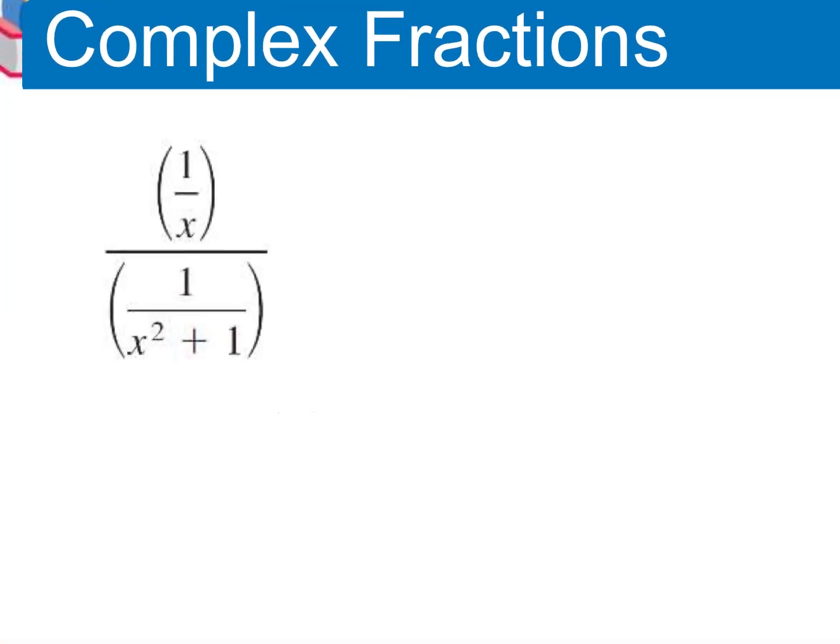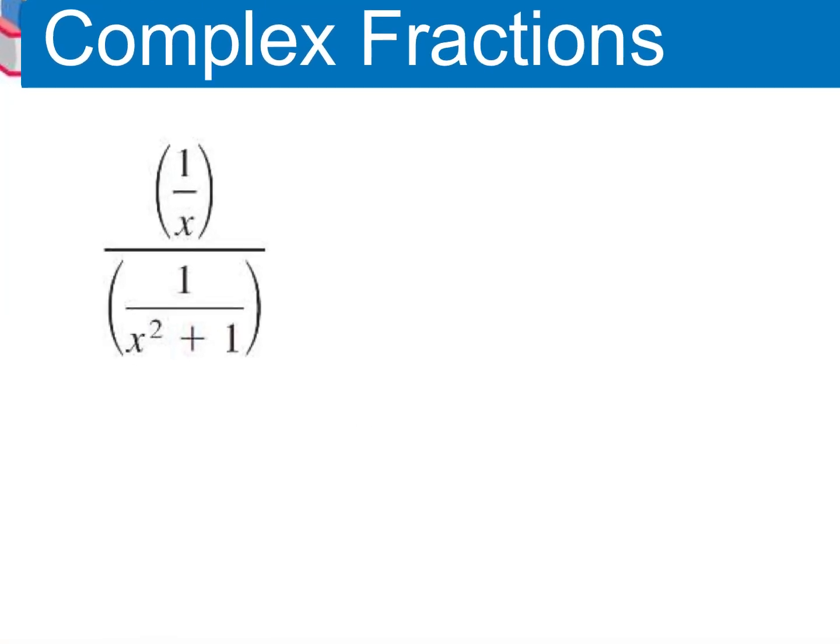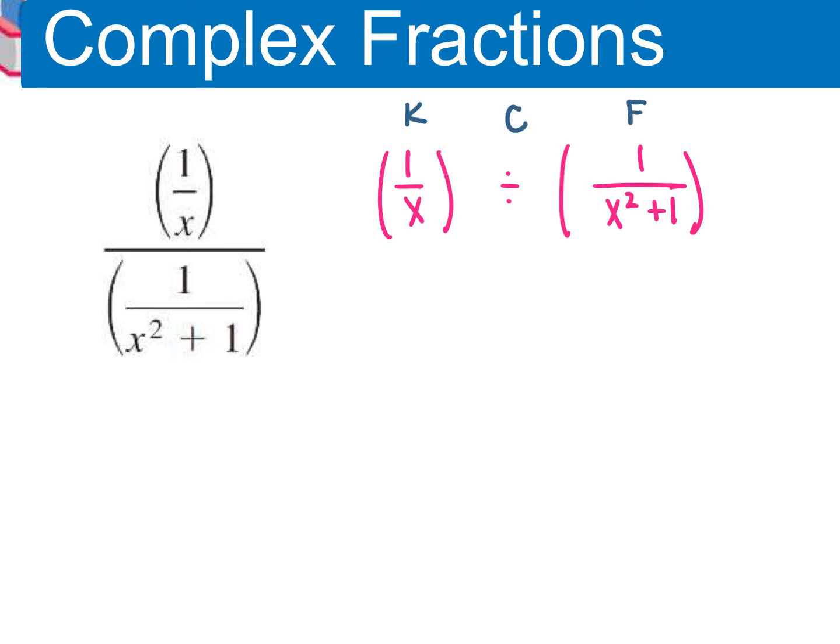If we look at that bottom one, which is written again on this page, we said that that was 1 over x divided by 1 over x squared plus 1. Again, we're going to keep, change to multiplication, then flip the second. So that means we're going to have 1 over x times x squared plus 1 over 1. We multiply this straight across. So that's just x squared plus 1 over x.